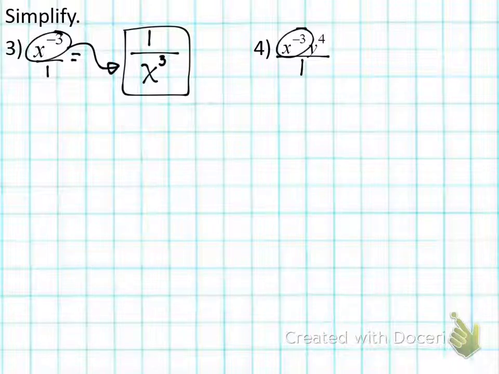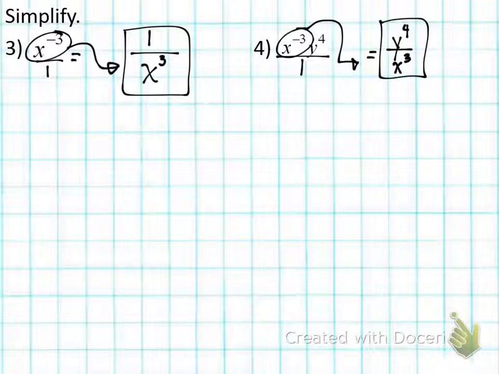So we don't like this negative exponent. We're going to put it into the denominator. But what about y to the fourth? Does y to the fourth move to the denominator? No, it does not, because it doesn't have a negative exponent, okay? So we keep that in the numerator. The denominator is getting x to the third power, okay? So that's your answer. If you made a mistake, please fix it, okay?